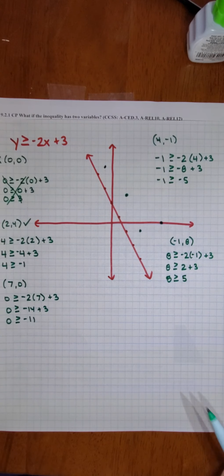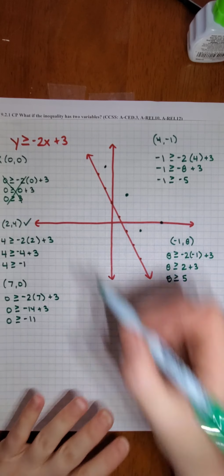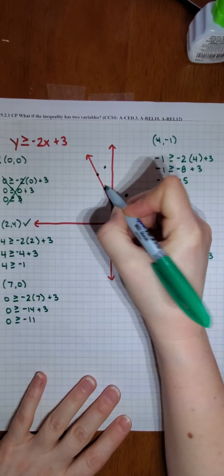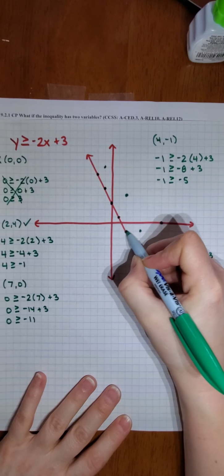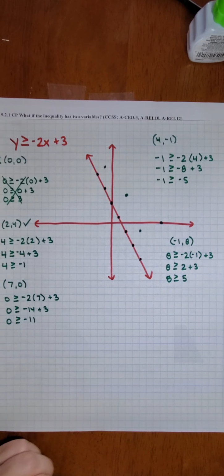So what I'm finding is that points on one side of the line are working, points on the other side of the line are not working. Points on the line are still going to work as well. So this point's going to work, this point's going to work. All of these points that make up the line are also going to work.